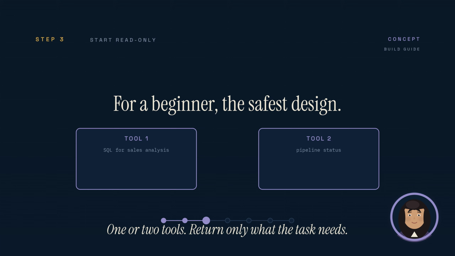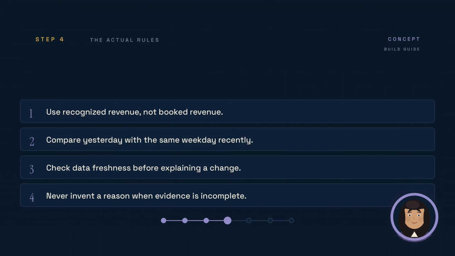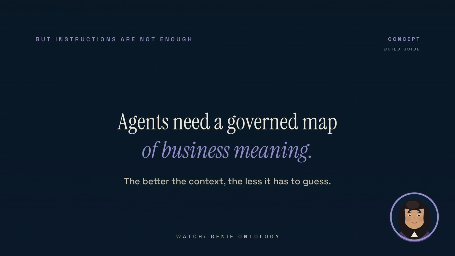The fourth step is writing clear instructions. Tell the agent its role, tools, business definitions, and boundaries. For example, use recognized revenue, not booked revenue. Compare yesterday with the same weekday from recent weeks. Check data freshness before explaining a business change. Never invent a reason when the evidence is incomplete. Instructions are useful, but they are not enough by themselves. In our Genie ontology video, we explained that agents need a governed map of business meaning. The better the context, the less the agent has to guess.